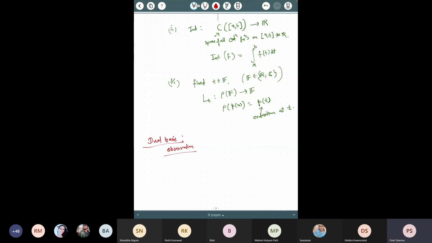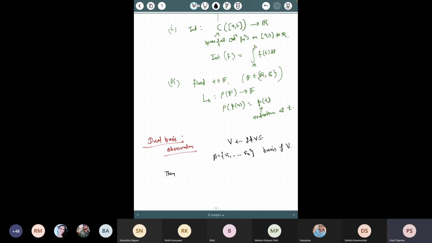So observation first. Suppose we have a finite dimensional vector space V, and let n be the dimension of V. Let's say V1 to Vn is a basis of V. Then you tell me whether whatever I'm writing is correct or not.